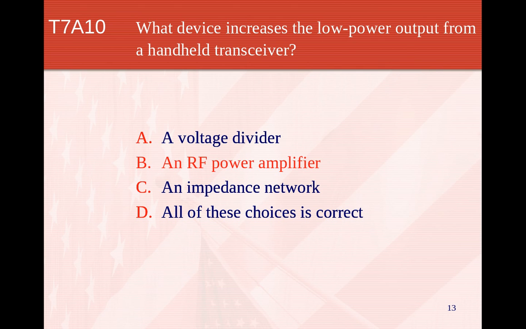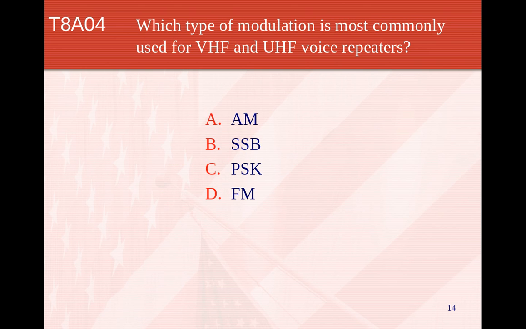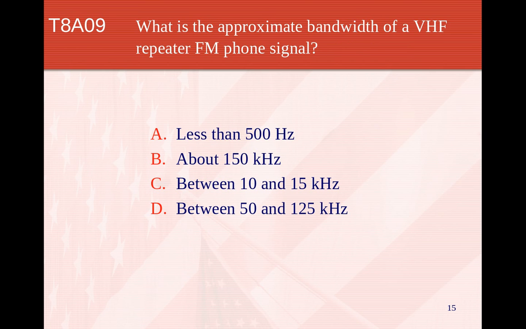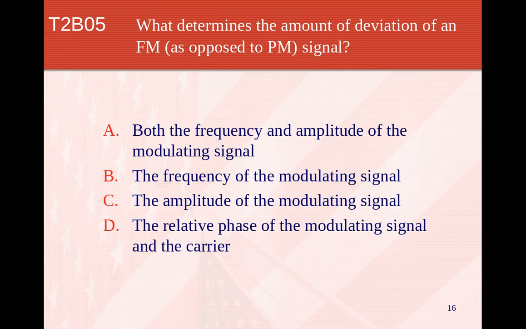They are available. What type of modulation is most commonly used for VHF and UHF voice repeaters? That is FM. What is the approximate bandwidth for a VHF repeater phone signal? Anywhere between 10 and 15 kilohertz.